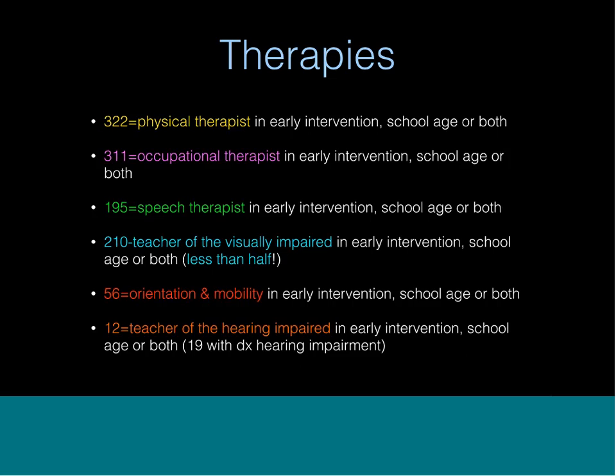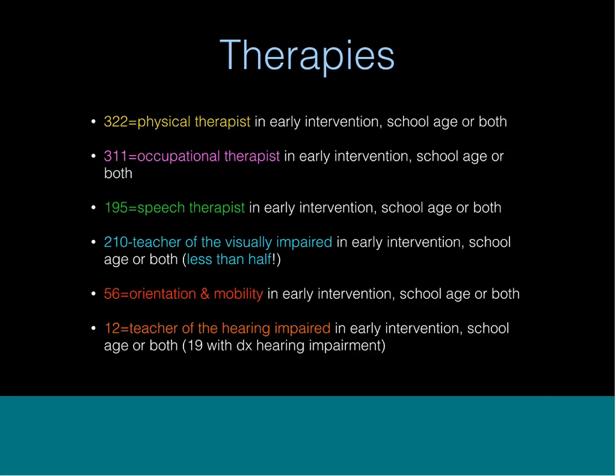210 have a teacher of the visually impaired, and that's less than half. 56 have orientation and mobility in early intervention, school age, or both, and 12 had a teacher of the hearing impaired. There were 19 with a diagnosis of hearing impairment.